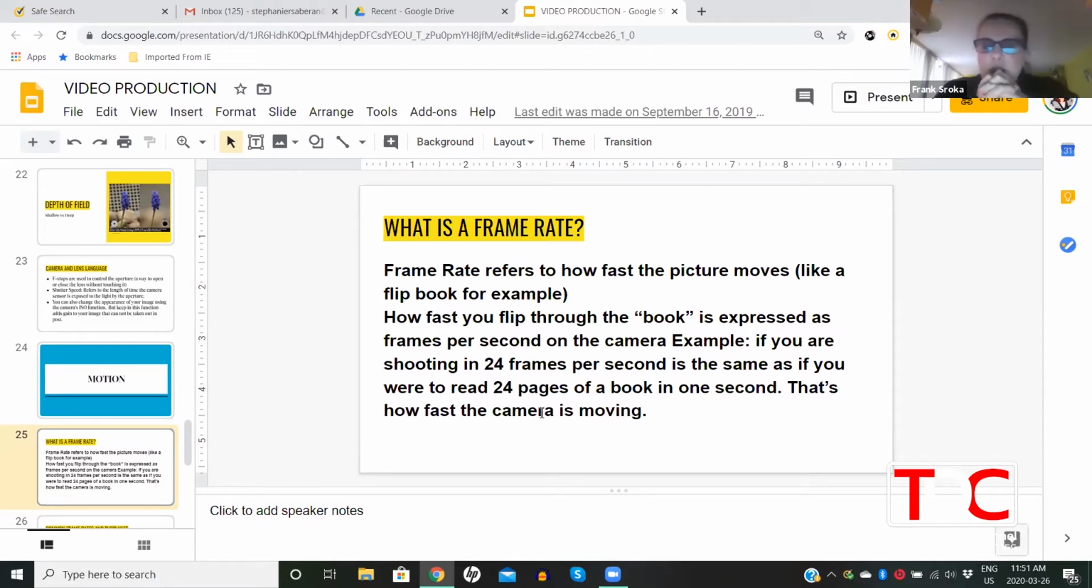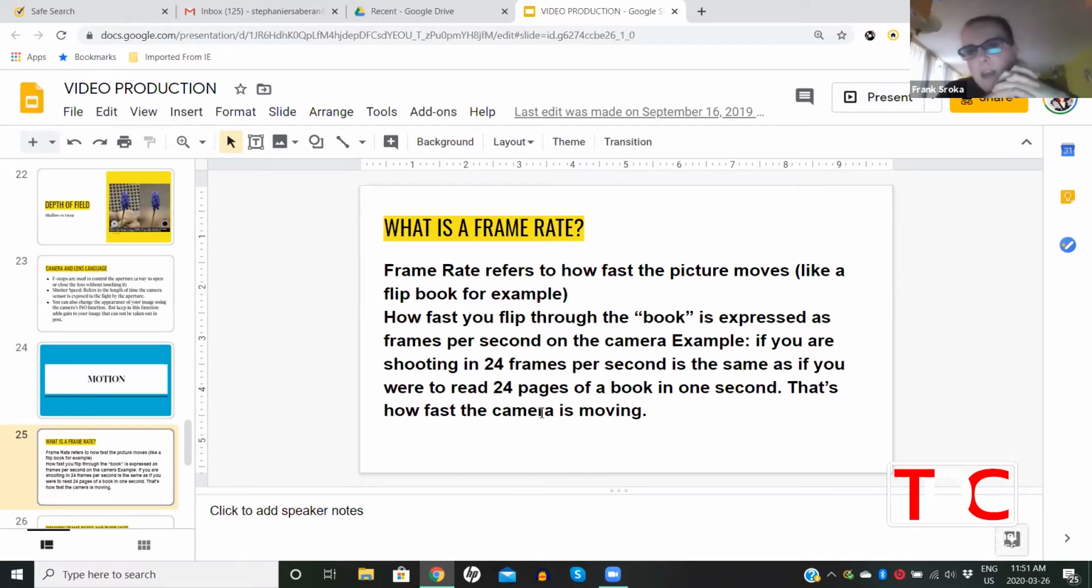It's expressed as frames per second on the camera. For example, if you're shooting in 24 frames per second, it's the same as if you read 24 pages of a book in 1 second. So it's flipping through quickly. That's how fast the camera is moving.